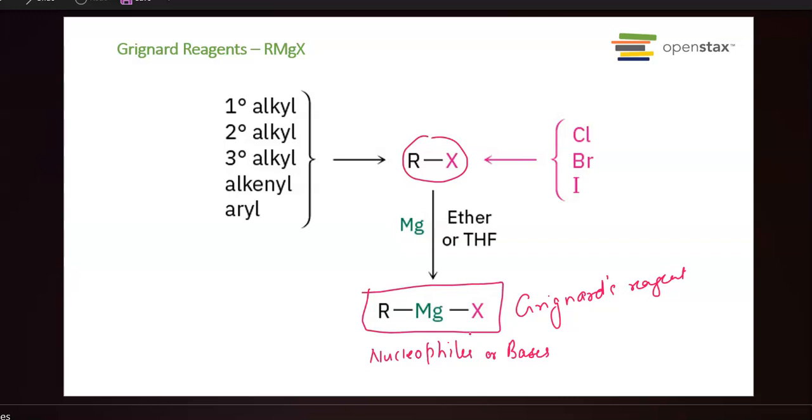The reason why that happens is that its carbon-halogen bond is again polar, because the magnesium pushes the electrons towards the R group; it itself gets a delta positive charge and R gets a delta negative. So here the carbon atom is the nucleophile, so it can attack other electrophiles, and also, like I said, they are powerful bases, so they can react with any proton source and give an acid-base reaction.